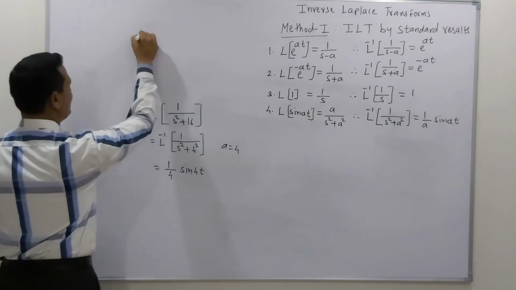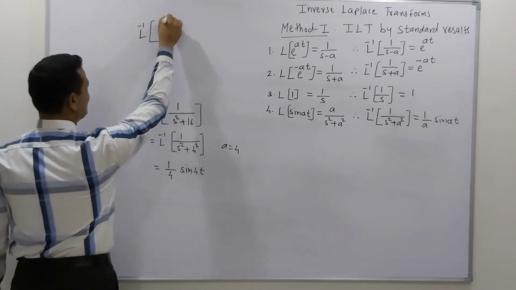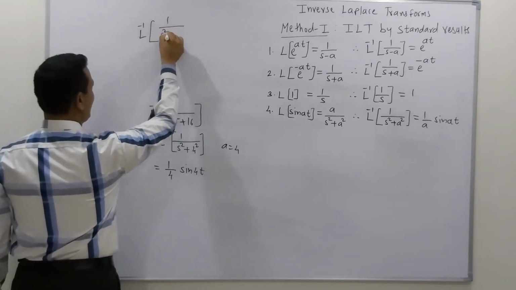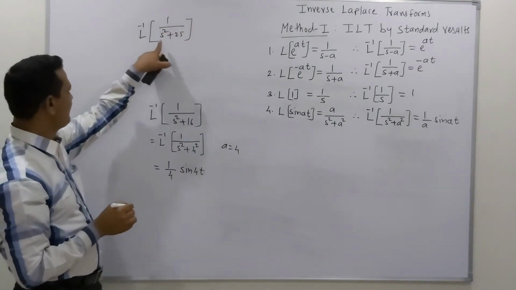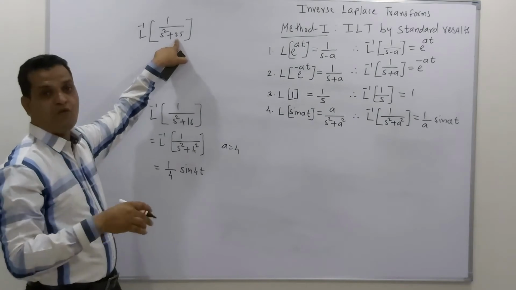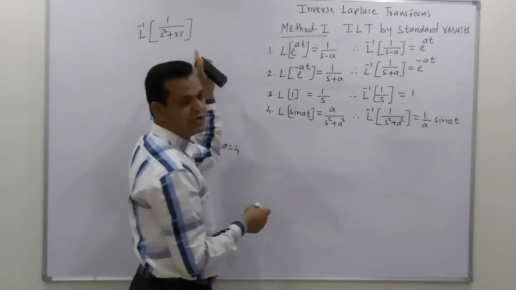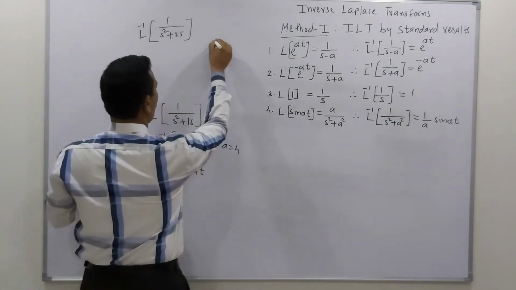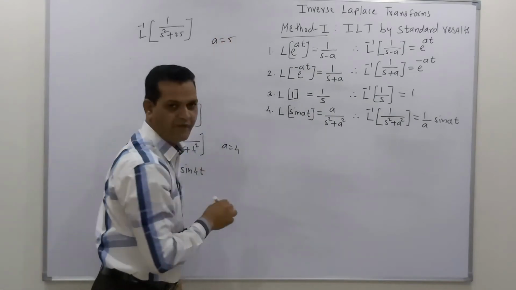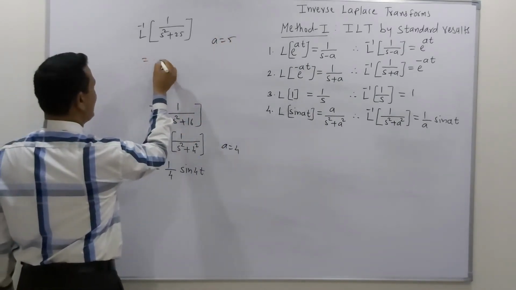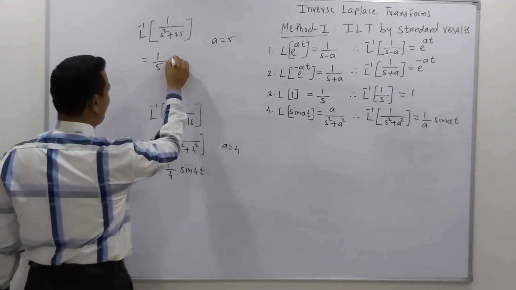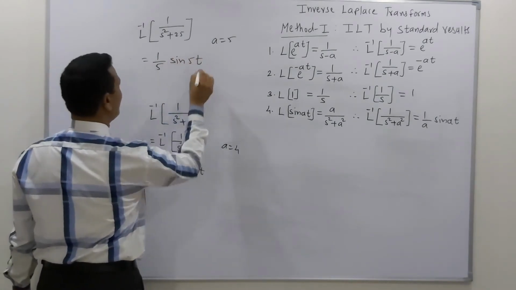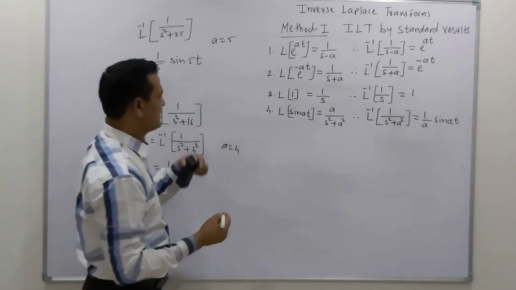Similarly, if we wish to find the inverse Laplace transformation of 1 upon s square plus 25, this is of the form s square plus a square, where the value of a square is 25. That means the value of a is 5. So we can directly write this inverse Laplace transformation as 1 upon 5 into sine of 5t. So this is the fourth result.